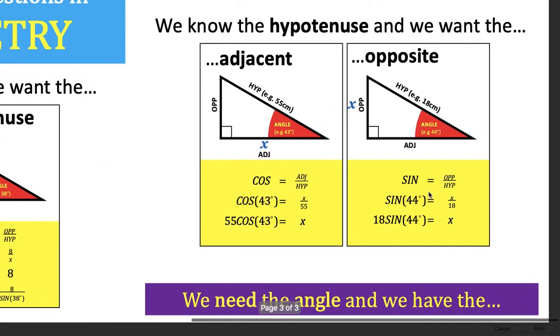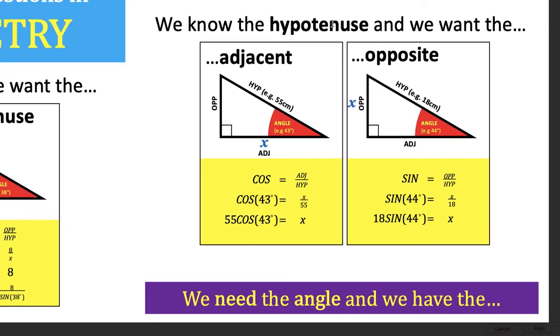Okay, so the next two, if we know the hypotenuse and we want the adjacent, so hypotenuse and adjacent, we identify that as cos. Cos equals adjacent over hypotenuse. Sticking in everything we know, cos 43 equals x over 55. Then we've just got to multiply both sides by 55 to get x equals 55 times cos 43, which we can work out on the calculator.